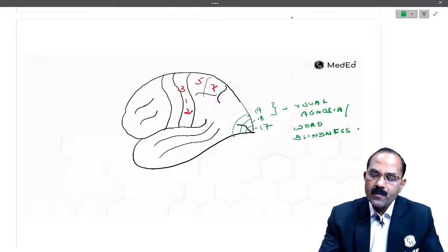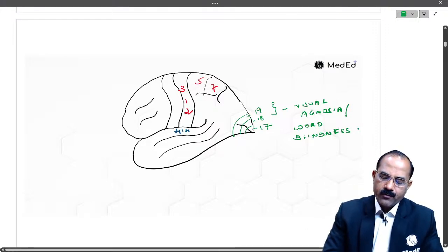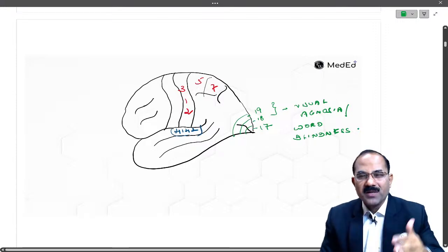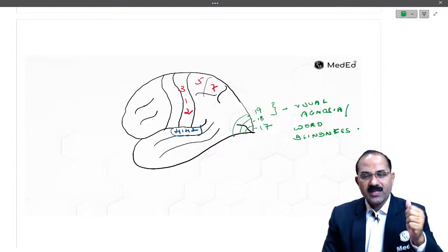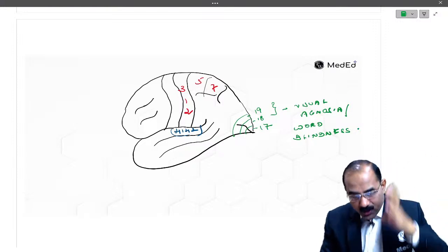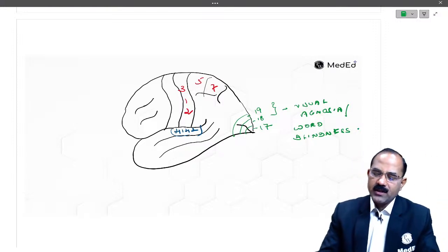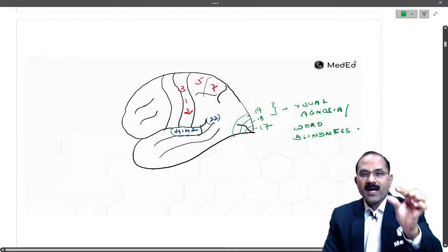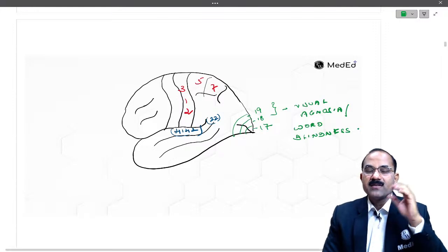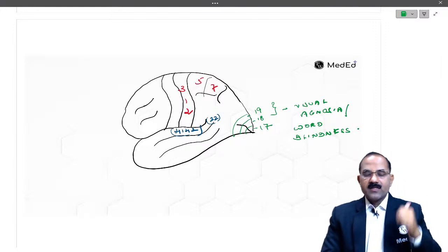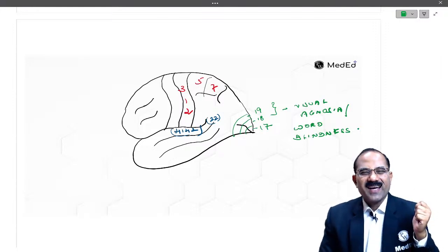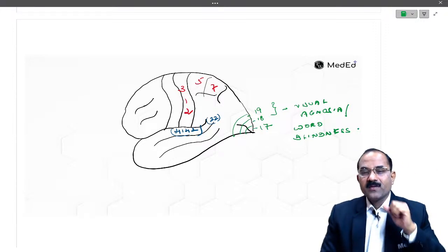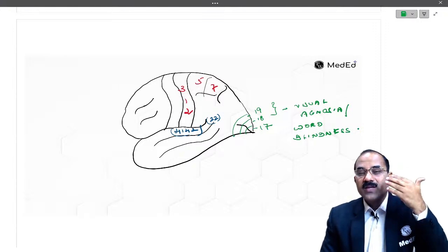Fine. Now coming to these areas number 41, 42. Temporal lobe contains auditory areas. 41, 42 is the primary auditory area. Whatever we are hearing, we are able to hear because of this primary auditory area. Now there's an area which is located in the superior temporal gyrus. This area is known as the sensory speech area, or this is what we call the Wernicke's area. What is the function of this Wernicke's area, sensory speech area? It helps us to understand what we are listening to.